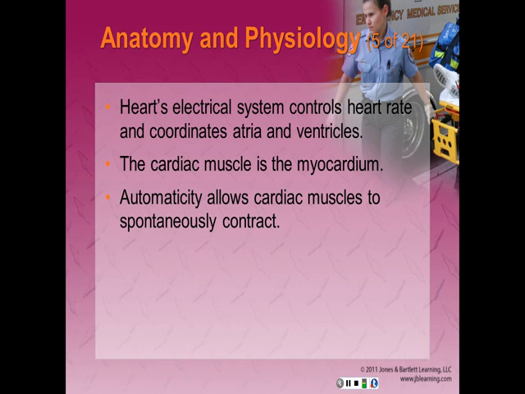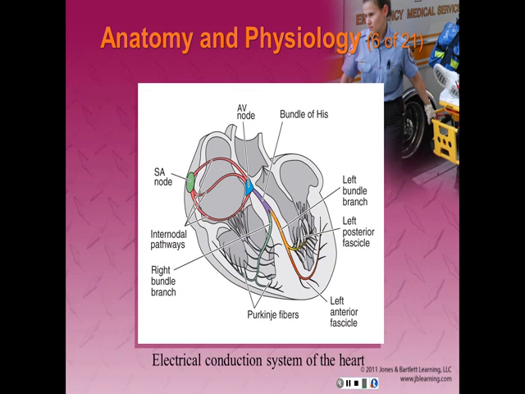As long as impulses come from the sinoatrial or SA node, the other myocardial cells will contract when the impulse reaches them. If no impulse arrives, however, the other cells are capable of creating their own impulses and stimulating a contraction. You can see here the SA node located in the right atrium is the primary pacemaker site of the heart. However, there are others.